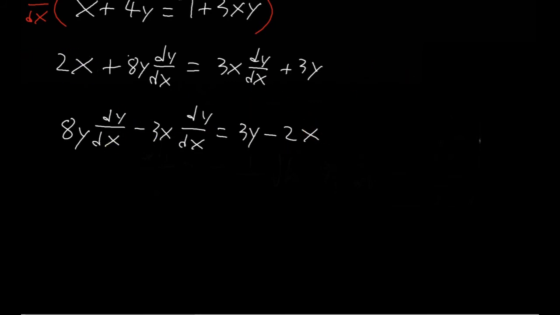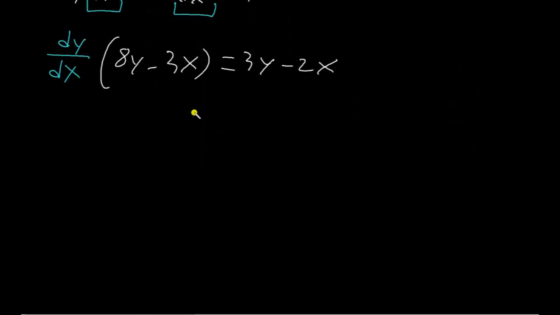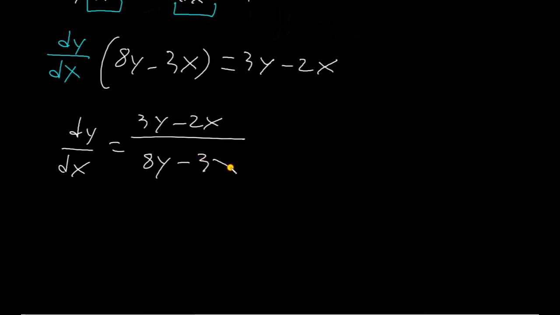So now, since there is a dy/dx here, and a dy/dx here, I can factor it out, and I'll get dy/dx times (8y minus 3x), so that's factored out, equals 3y minus 2x, and then now it's just a matter of bringing this thing over to the bottom. So dy/dx equals (3y minus 2x) over (8y minus 3x). Okay, so that's our final answer. We solved for dy/dx.